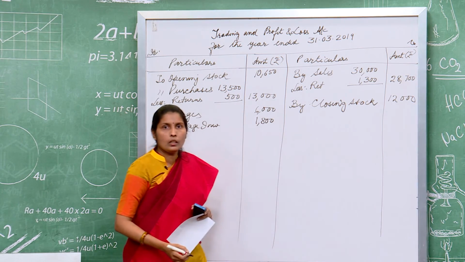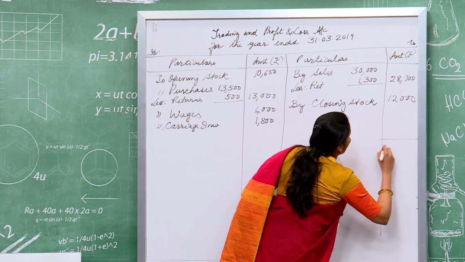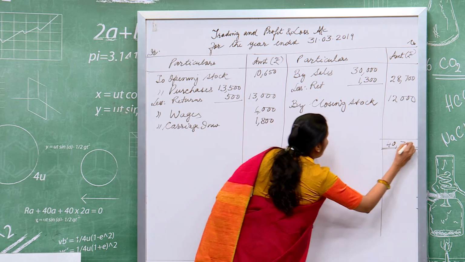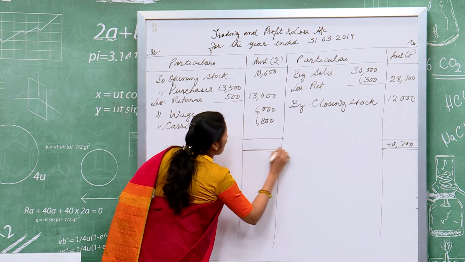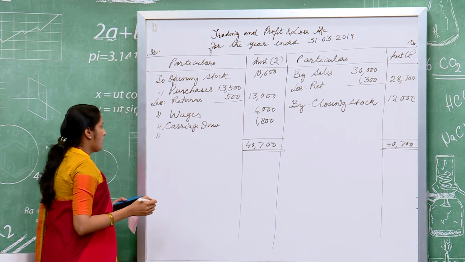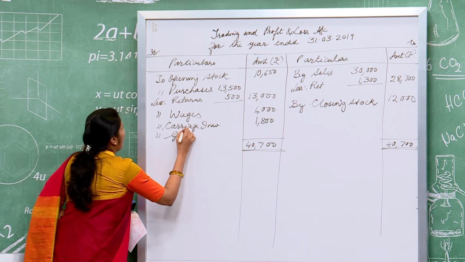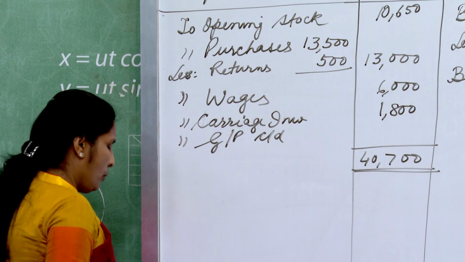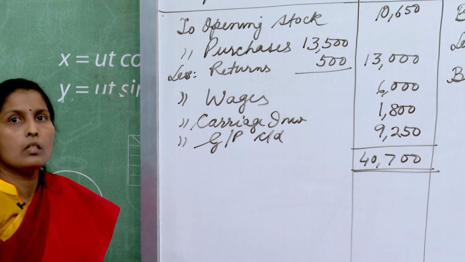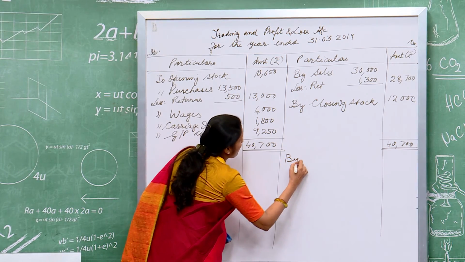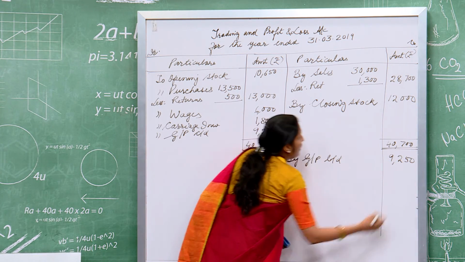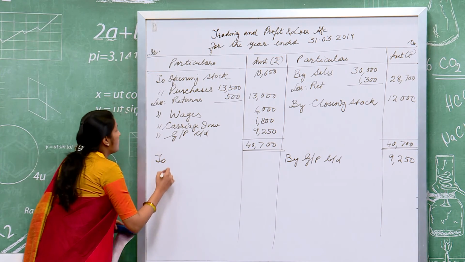So let's now do the totaling of the credit side. The totaling on the credit side is 40,700. And we can see that we will have a gross profit because the debit side total is less than the credit side total. So we have a gross profit carried down, and that will be 9,250. Now let's bring down this by gross profit brought down, 9,250.